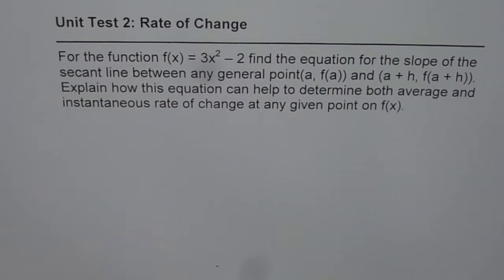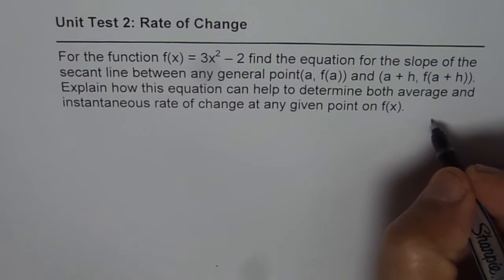For the function f of x equals 3x squared minus 2, find the equation for the slope of the secant line between any general point a, f of a, and a plus h, f of a plus h. Explain how this equation can help to determine both average and instantaneous rate of change at any given point on function f of x. Now this is a very important question.